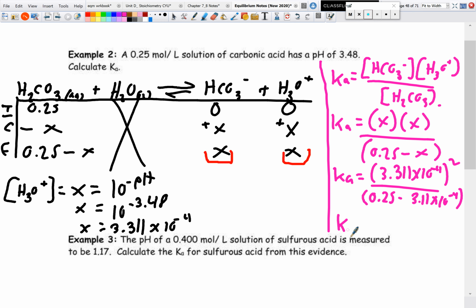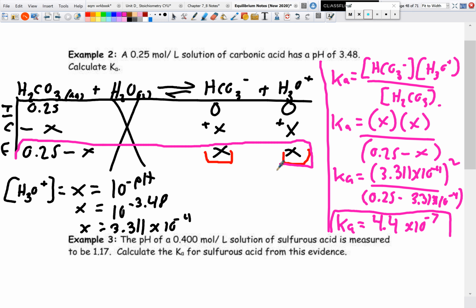And we get K, oh sorry, it's not 3.11, it's 3.31 times 10 to negative 4, and we get Ka, in this example right here, to be 4.4 times 10 to the negative 7. So that is doing a little bit of a shorthand method. That is putting all these values at equilibrium into our expression, right? So taking them, putting them over here, and then solving for x within the equation.